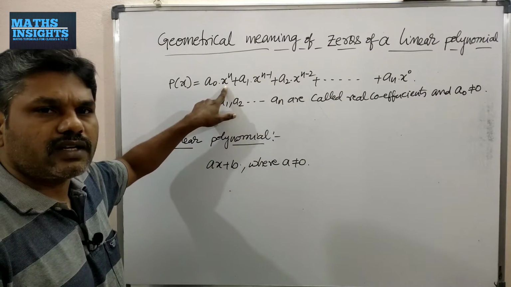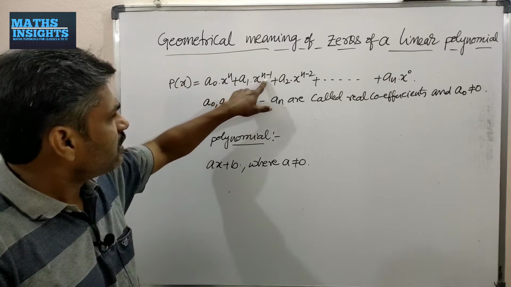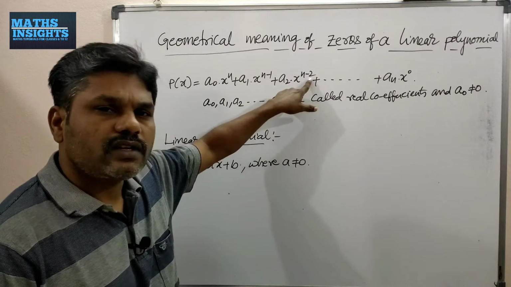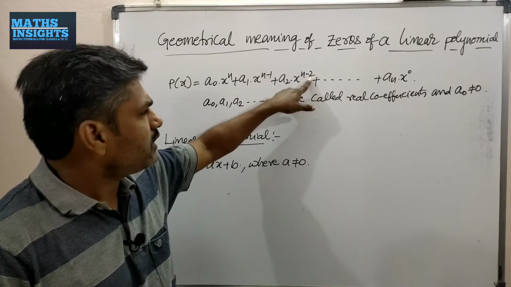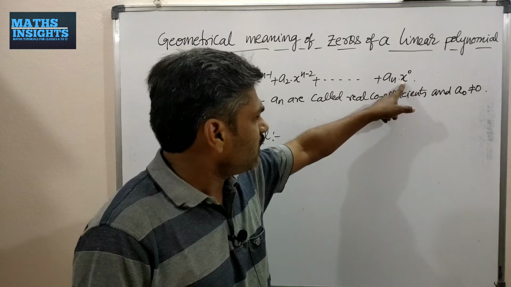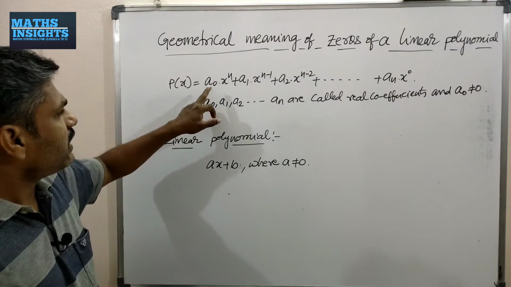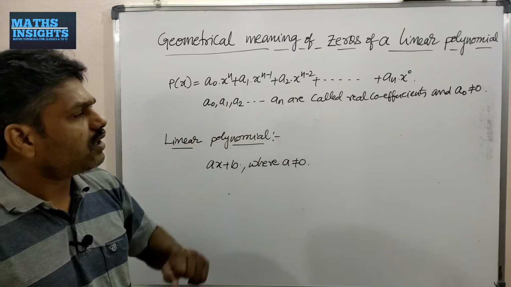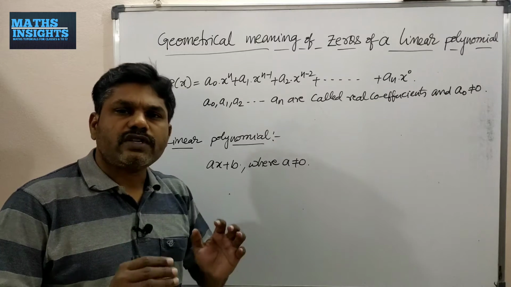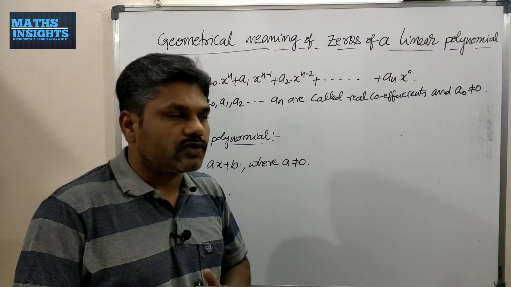See, x power n, that means n is the exponent of the variable x. Here we are decreasing 1, that means n minus 1. Here once again we are decreasing another 1, minus 1 will become minus 2 and so on. Finally its exponent will become 0. And here a0, a1, a2 are called real coefficients. You know what is meant by coefficients. Coefficients are the constants which are multiplied with the variables.